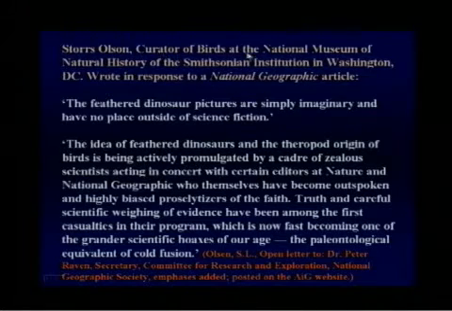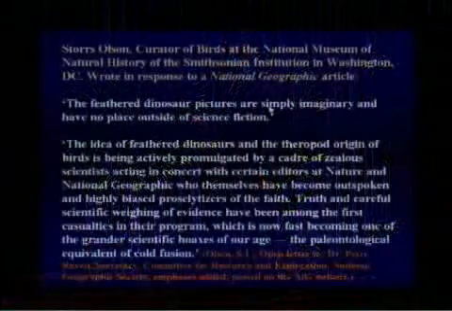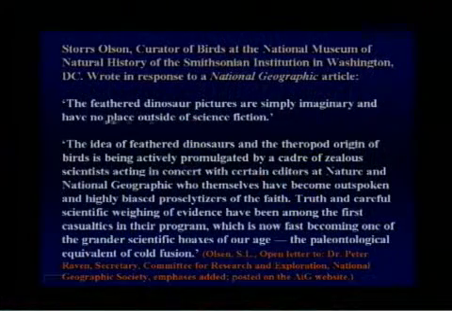Storrs Olson is curator of birds at the National Museum of Natural History at the Smithsonian Institution. And he wrote a response to a National Geographic article which just plasters it across the world that it's a fact. Birds came from dinosaurs. Listen to what this expert has to say to them. The feathered dinosaur pictures are simply imaginary and have no place outside of science fiction. Are you ever told this at the school level, yes or no? No. Nobody hears this. You only hear one-sided propaganda. In fact, that is unfair science because it's based on a lie.